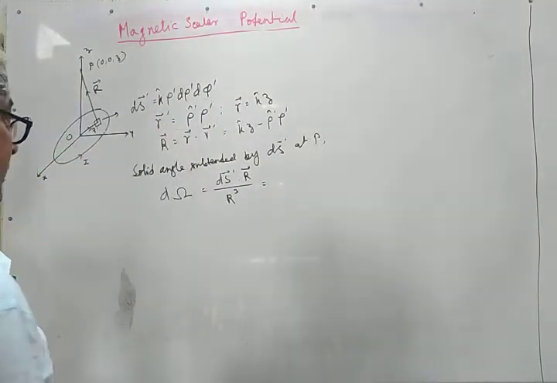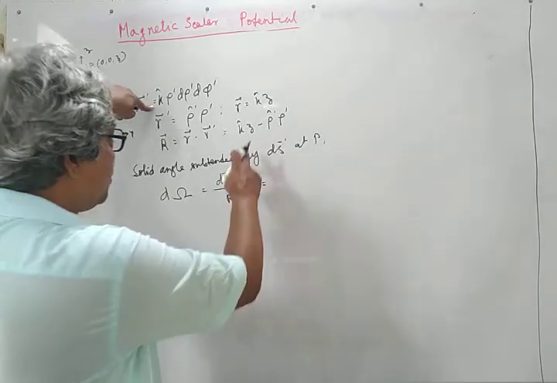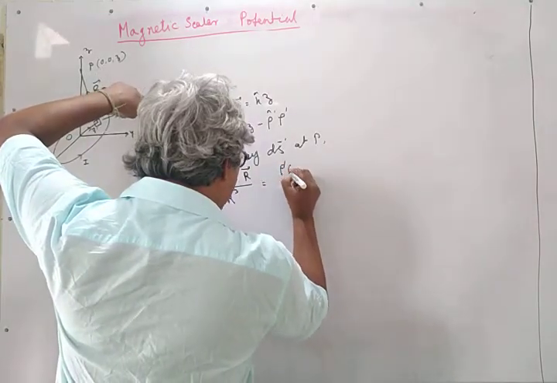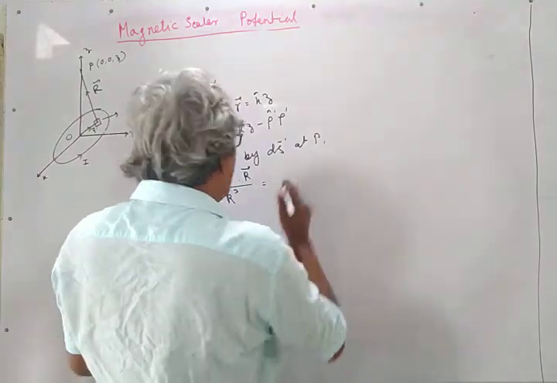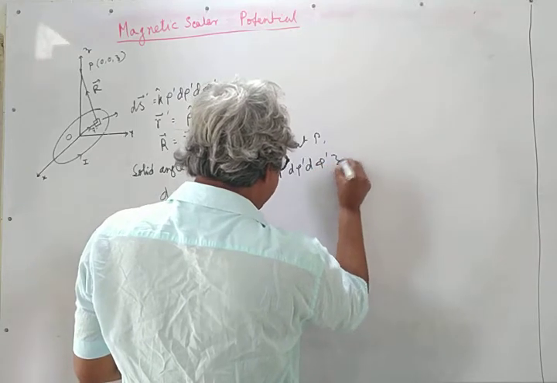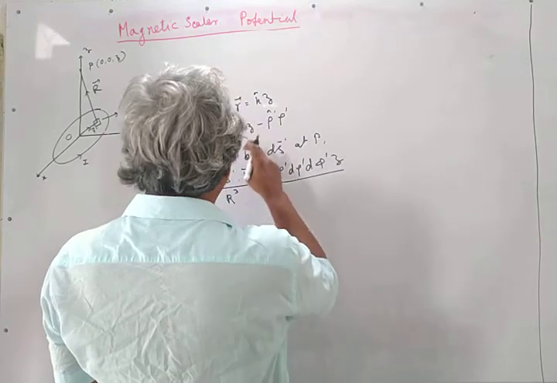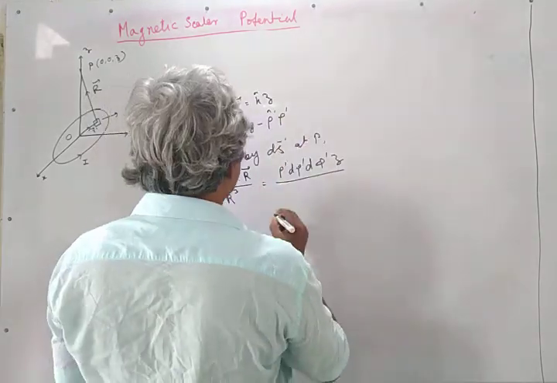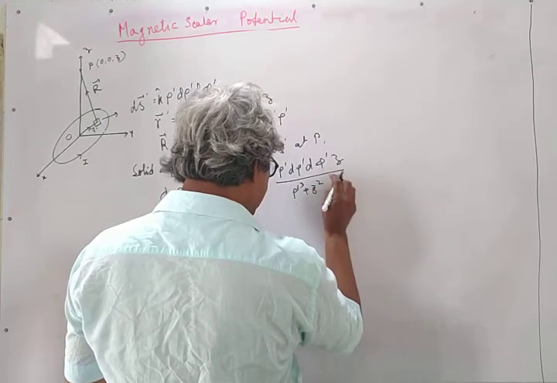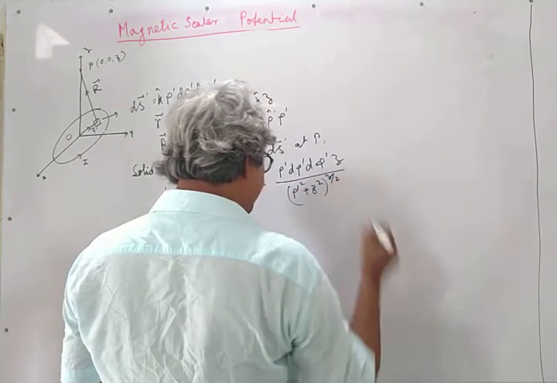Now we come to the dot product. It is along the k direction, so only this part will contribute. So this is rho prime d rho prime d phi prime z, the numerator part, and the denominator is this cube, so this is rho prime square plus z square to the power 3/2.